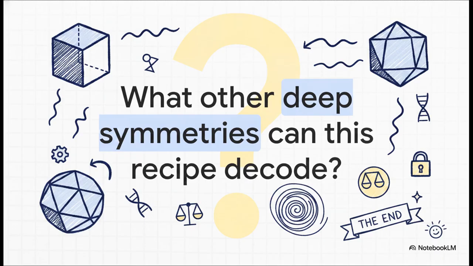And this leaves us with a fascinating final thought. If identifying something as complex and powerful as a Galois group just comes down to rigorously checking for separability and normality, what other deep mathematical symmetries in the universe are waiting to be decoded with a similarly elegant recipe?